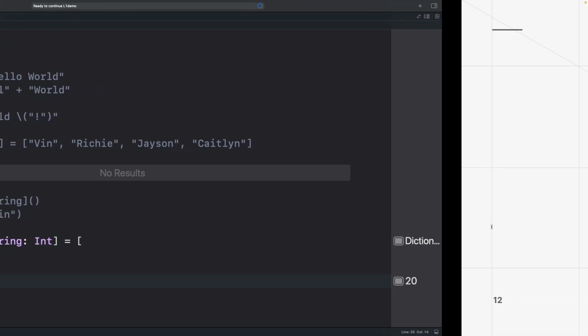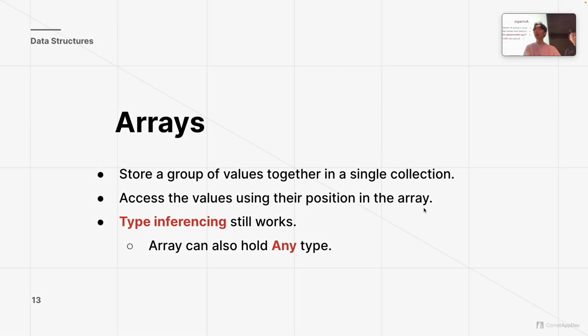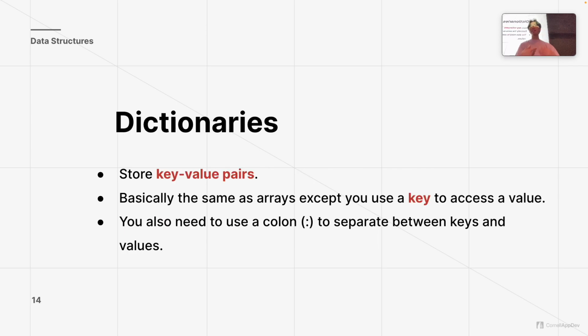There you go. All right, so now just to kind of recap, an array is used to store a collection of data. And remember, type inferencing still works, so you can initialize it to whatever type you want without providing an explicit type. And then it can also hold any type if you would prefer, but normally we don't really use that. Dictionaries are basically the same exact thing as an array, but instead of using integers as the index, we use a key, which can be of any type you want. And then we use colon to separate it. Are there any questions?